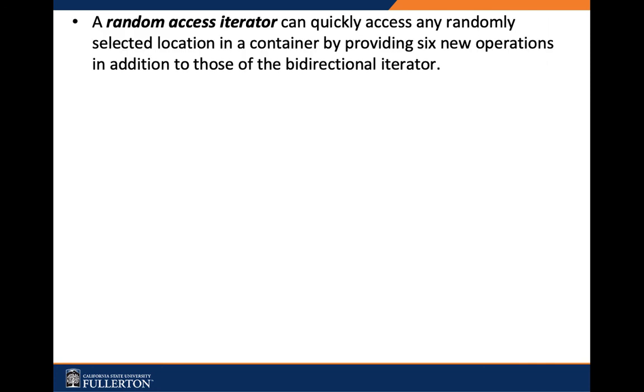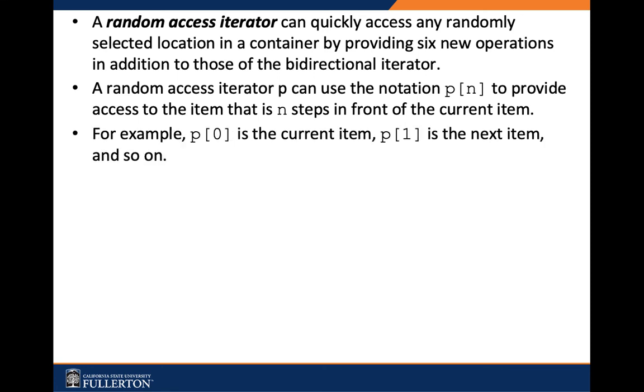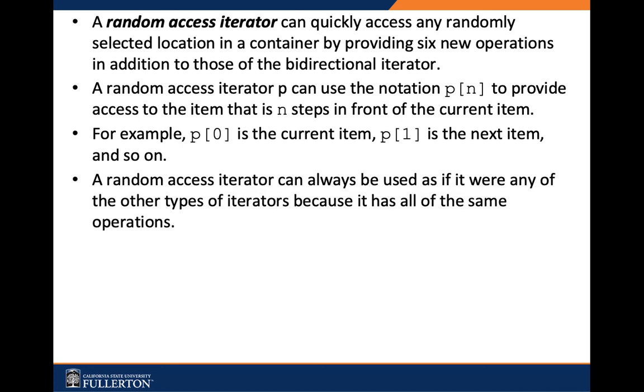A random access iterator can quickly access any randomly selected location in a container by providing 6 new operations in addition to those of the bidirectional iterator. A random access iterator can also use a bracket notation to provide access to an item which is n steps in front of the current item. For example, p bracket 0 is the current item, p bracket 1 is the next item, and so on. A random access iterator can always be used as if it were any of the other types of iterators because it has all the operations.